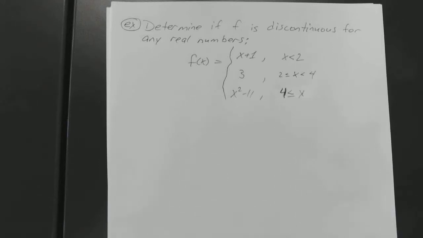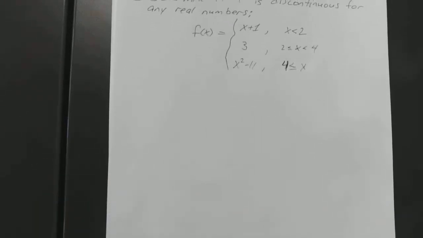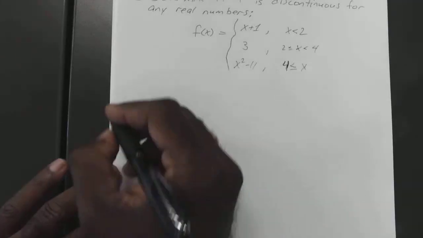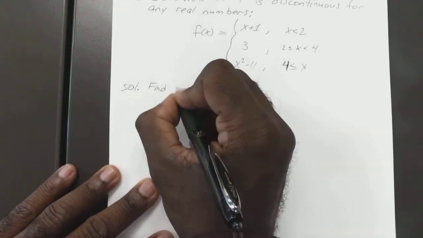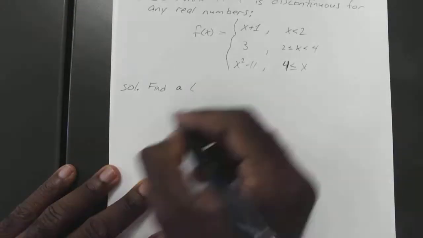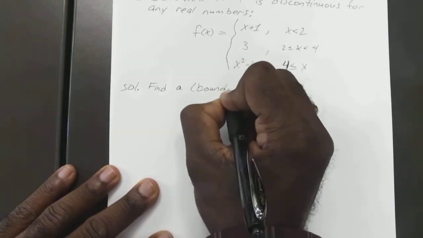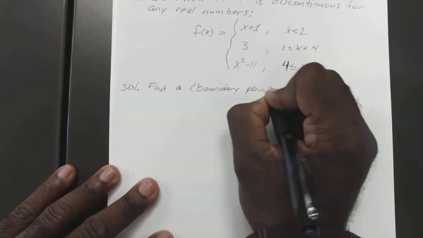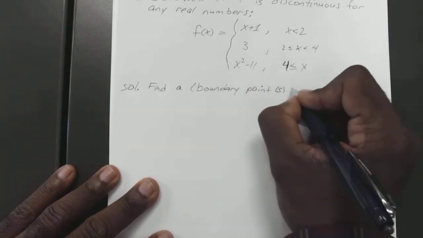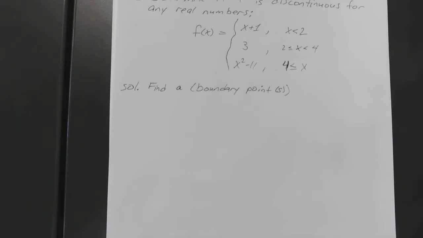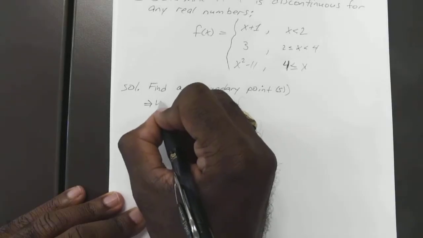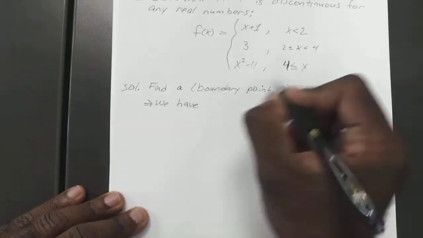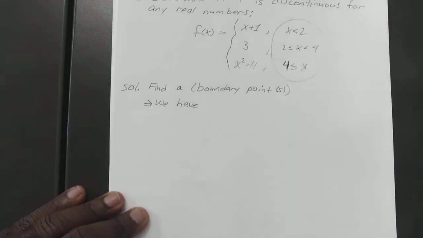Okay, so now your first thing you're going to do is find a, because the whole problem kind of revolves around the value a, which is your boundary point. Or it could be more than one, so it's possibly boundary points. Okay, so to do that, we just have to focus there.